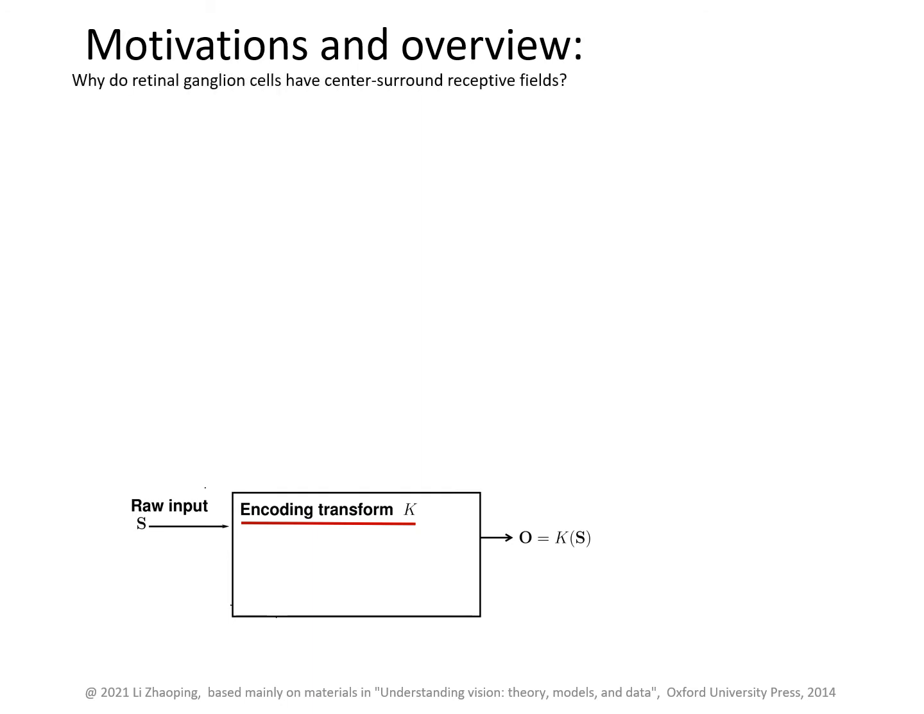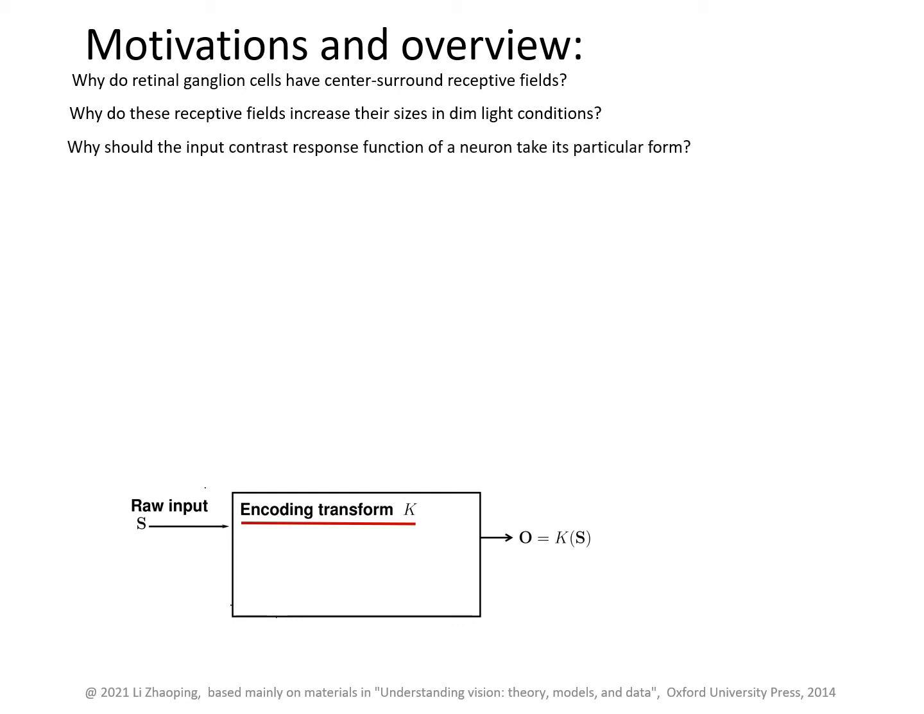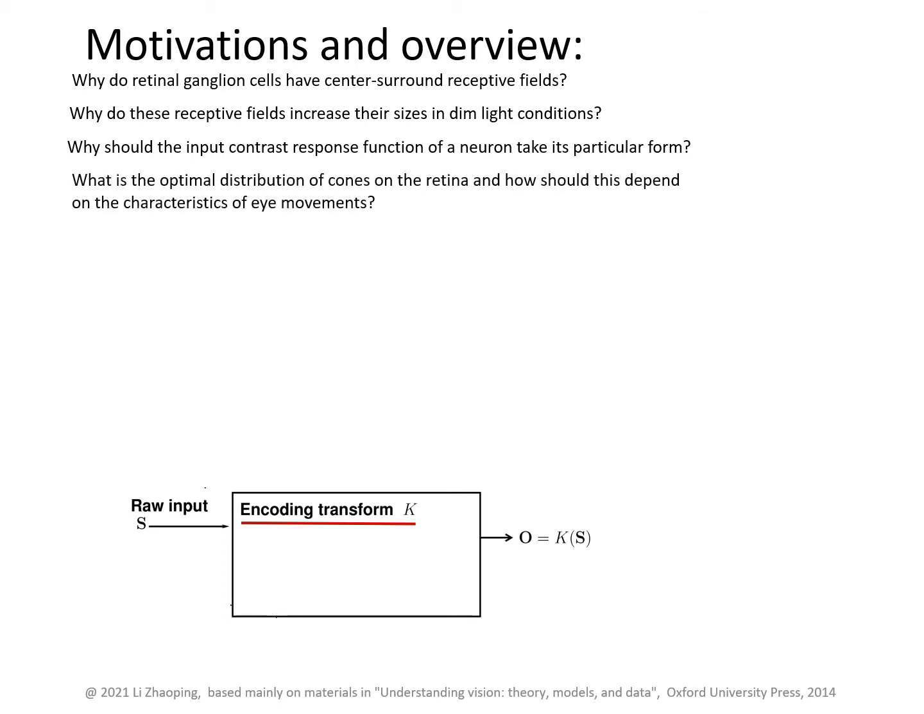Why do retinal ganglion cells have center-surround receptive fields? Why do these receptive fields increase their sizes in dim light conditions? Why should the contrast sensitivity function take its particular form? What is the optimal distribution of cones on the retina? And how should this depend on the characteristics of eye movements?